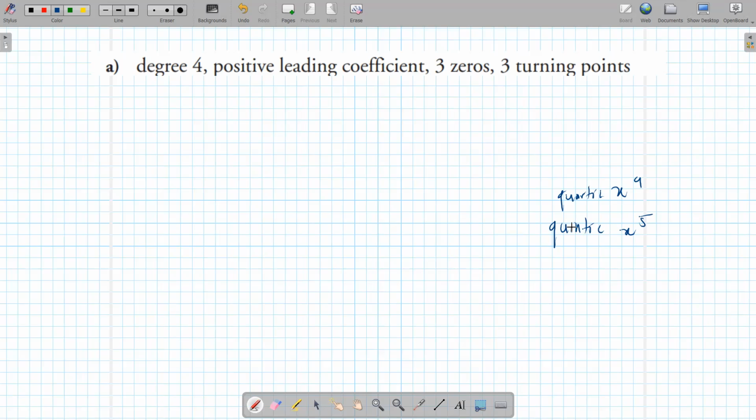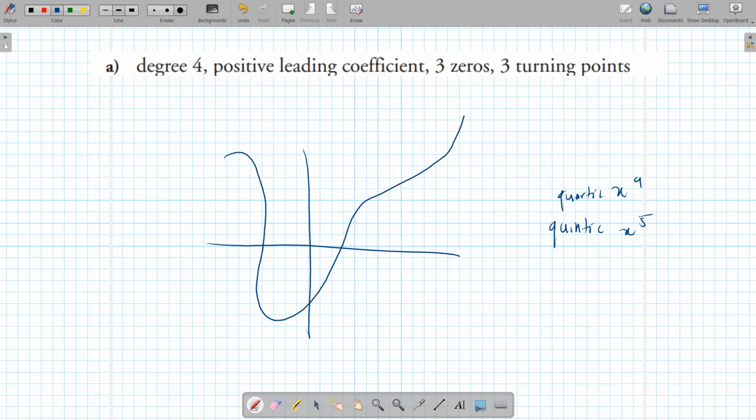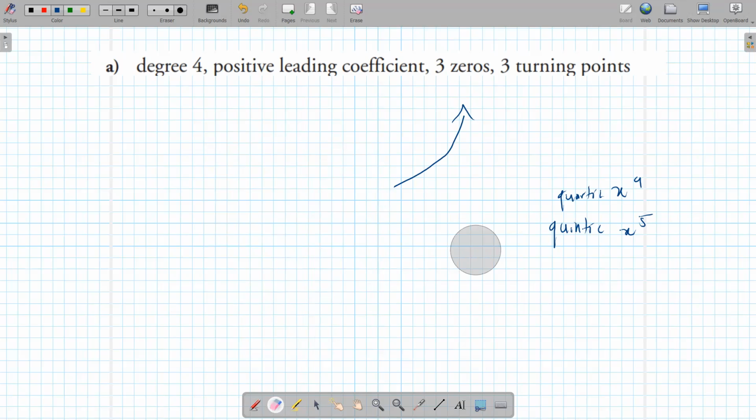Just because it can have 3 turning points, the maximum number of turning points is 3. It doesn't have to have 3 turning points. A quartic polynomial could look something like this. See this? It only has 1 turning point. It has to have a minimum of 1 because it has to bend. Even degree, they have to bend and go back 180. But they don't necessarily have to have 3. They could have 3, or they could have 1 or 2.